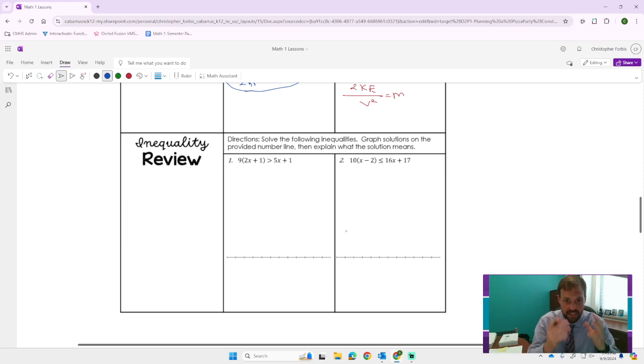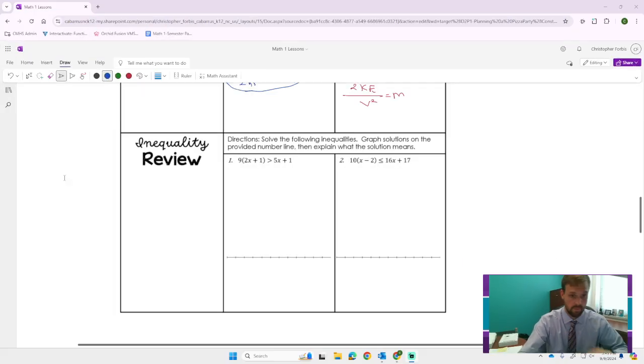The only time the sign is affected, let me emphasize this, the only time that the sign changes, or flips, is if you divide from one side to the other with a negative number, or multiply from one side to the other with a negative number. Very important. All right, so let's do it. I'm going to distribute the 9. So I got 18x plus 9 is greater than 5x plus 1.